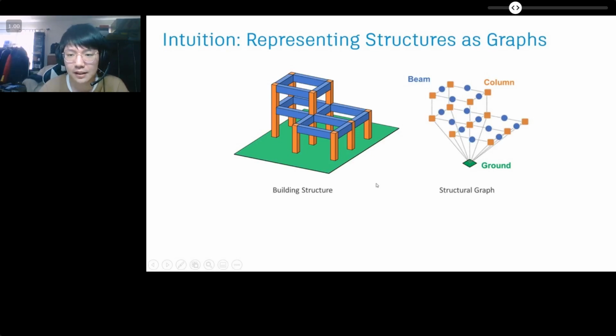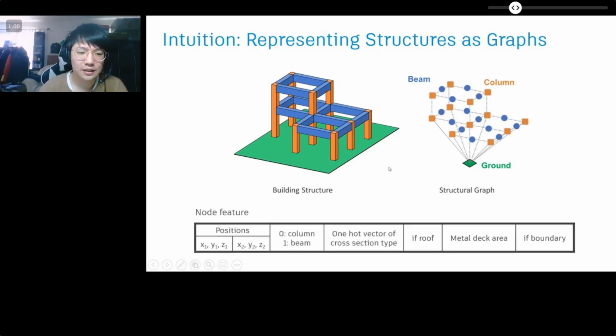Here, we also have one pseudo ground node. All the bar information is stored as a node feature, which contains the positions of two endpoint locations, a one-hot vector for the cross-section type if a bar is a column or beam, and some auxiliary information for load condition.